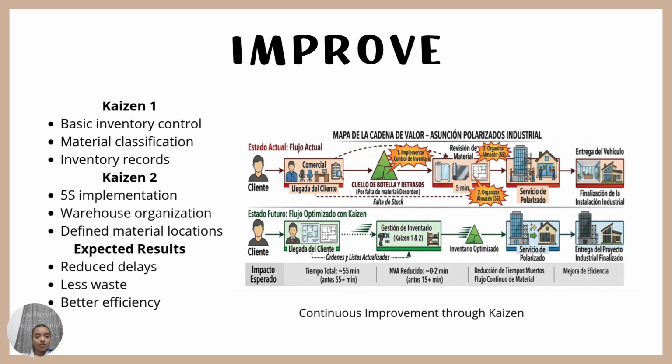This stage focused on continuous improvement using the Kaizen approach. Kaizen is based on making small but constant improvements in the process. The first improvement proposal focused on implementing inventory control and material classification. The second proposal focused on the 5S methodology and warehouse organization. These improvements help reduce waste, improve efficiency, and minimize delays in the service process.